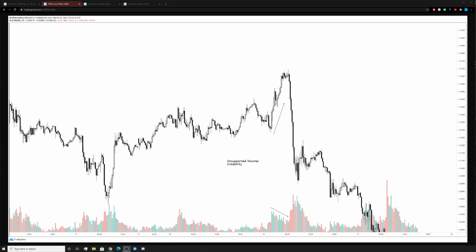Okay guys, welcome to the next video of phase 3, where we're pretty much going to cover everything in regards to volume, right? So volume is pretty much the main and only indicator that I use. There's different types of volume.